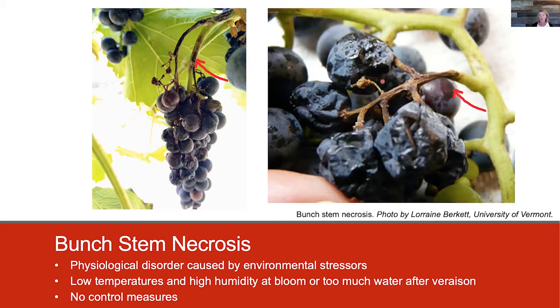So there are other diseases that form mummies or that show symptoms that look like this. And again, it's important that you know the difference between them, because there are no control measures for bunch stem necrosis, but there are some control measures for the fungal diseases that may look like this.